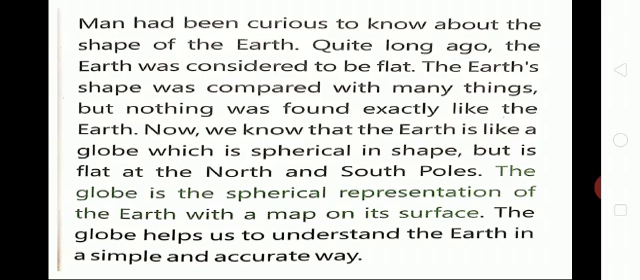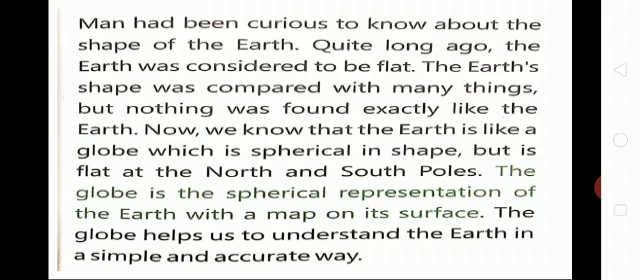And then the globe is the spherical representation of the earth with the map on its surface. The globe looks just like the earth. By the globe we get an accurate picture of the earth. The globe helps us to understand the earth in a simple and accurate way. With the help of the globe we get the correct location, shape and size also.